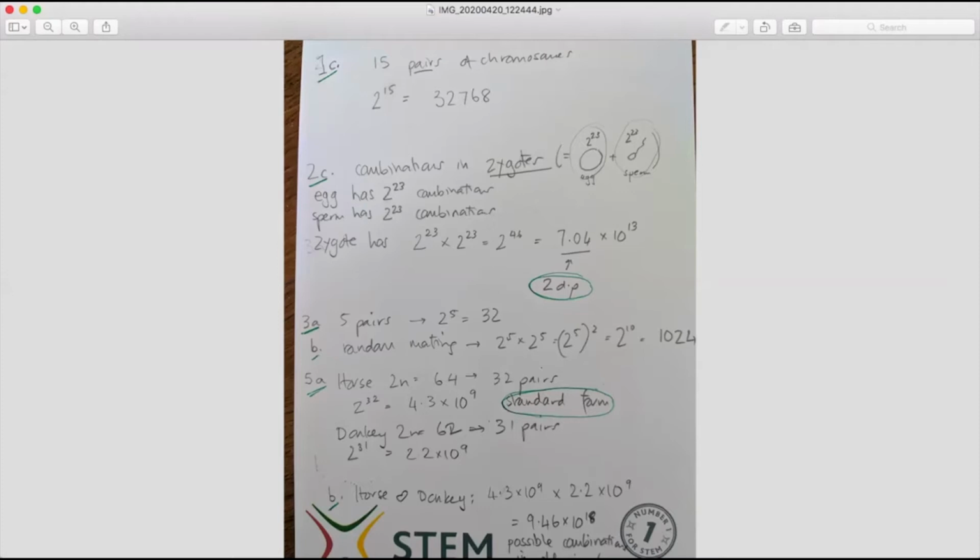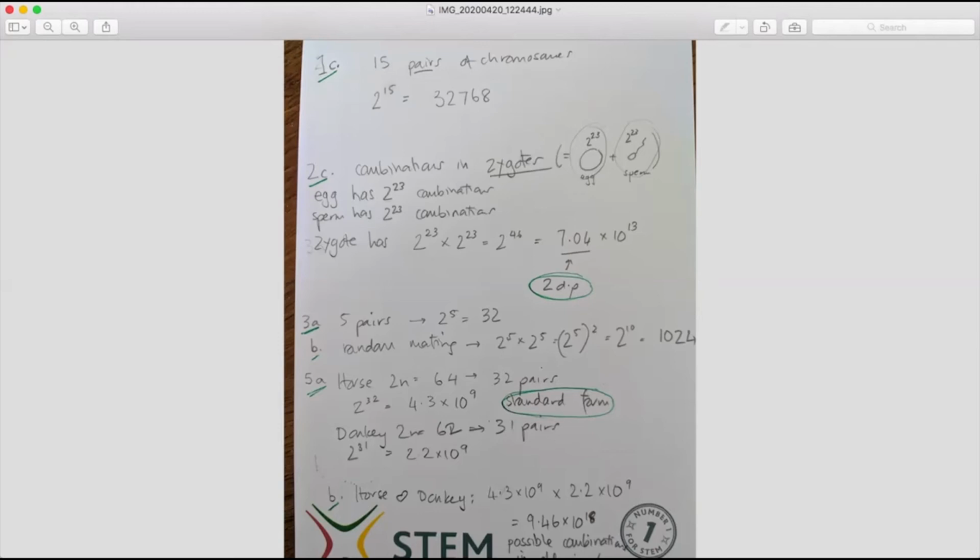Okay. Question 3 is 5 pairs of chromosomes. So that will give you 32 possible combinations. But again, if you combine 2 of those gametes, so there's the egg, there's the sperm, if you combine them, you get 2 to the power of 10, which is 1024.